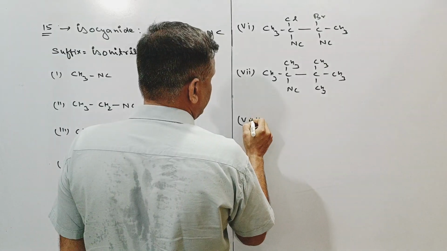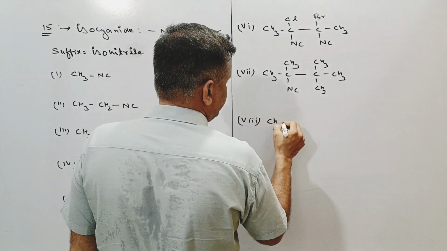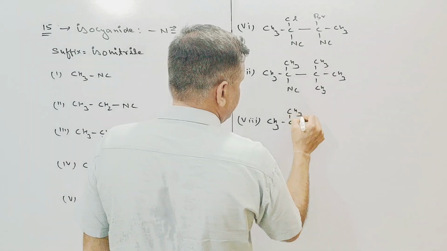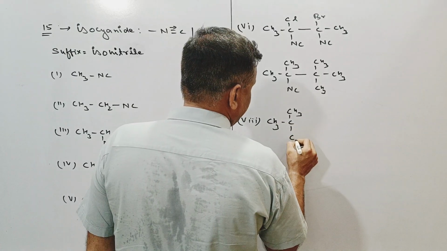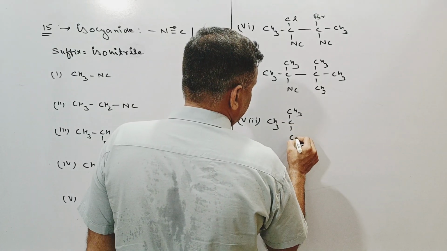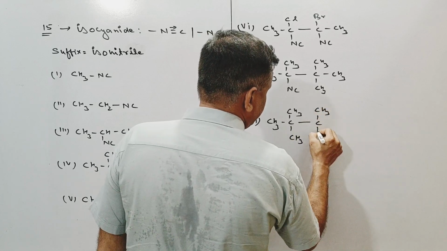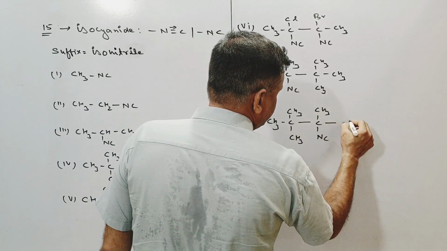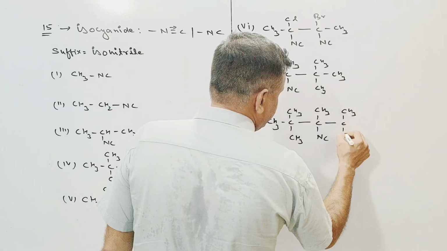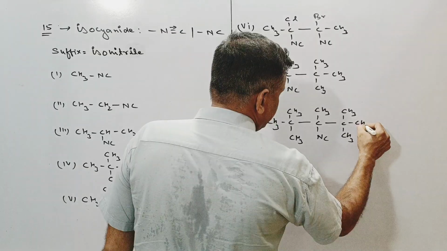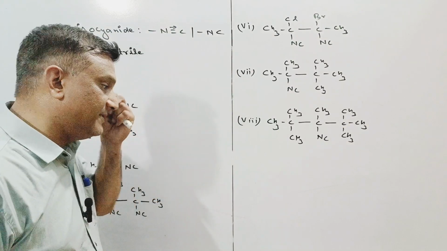The eighth compound will be your CS3. This is the CS3. This is your CH3. This is your CS3. This is the NC. This is the CS3 and CS3 and CS3. This was regarding the eighth compound.